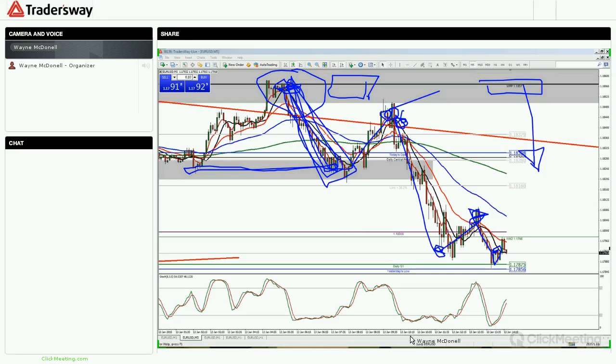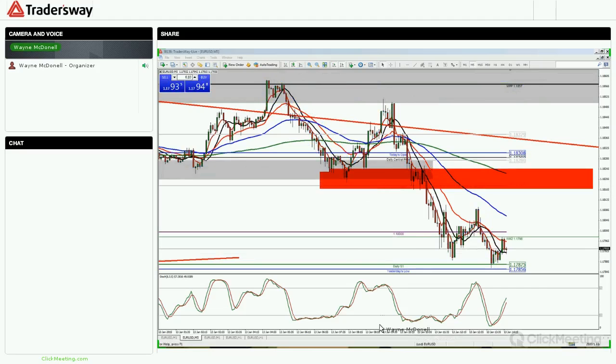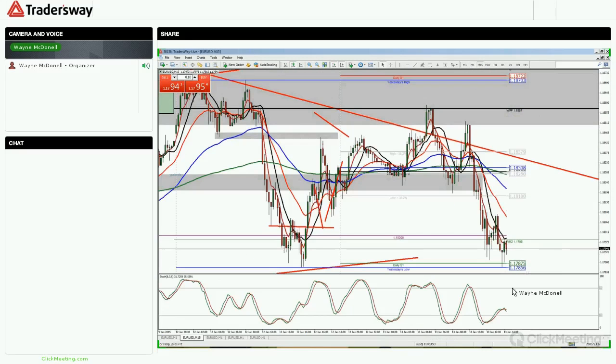So what do you do now? Right? Well, just rinse and repeat. If it comes up to here, it could be a new opportunity to resell. Let's find some resistance on this. Let's go to a 15-minute chart. Okay? Where do you see support? Well, look at this trade plan that we have here.